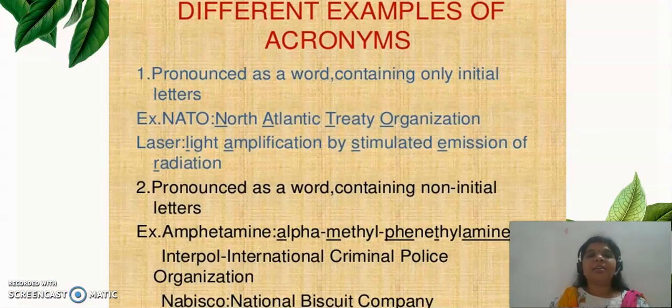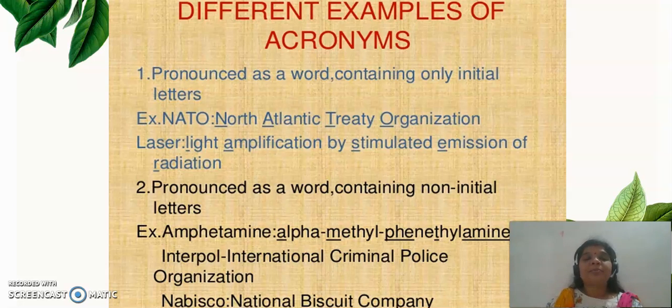Now, these are some of the different examples of acronyms. NATO for North Atlantic Treaty Organization. As you can see, to construct an acronym, we have to take the first letters of all the words out there, like for North N, for Atlantic A, for Treaty T, and for Organization O is used, and it is made into NATO.